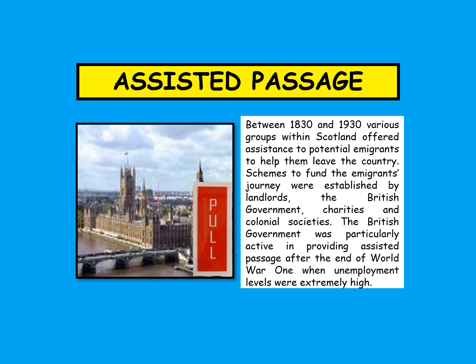So we're just going to say between 1830 and 1930, various groups within Scotland offered assistance to potential immigrants. And you could even say landlords, the British government, charities and colonial societies, if you wanted to give an example for that. So this encouraged them to leave.